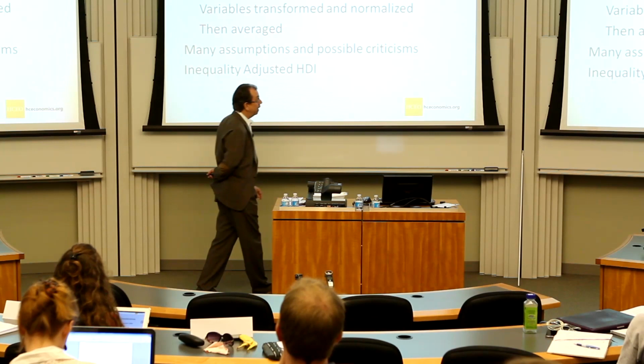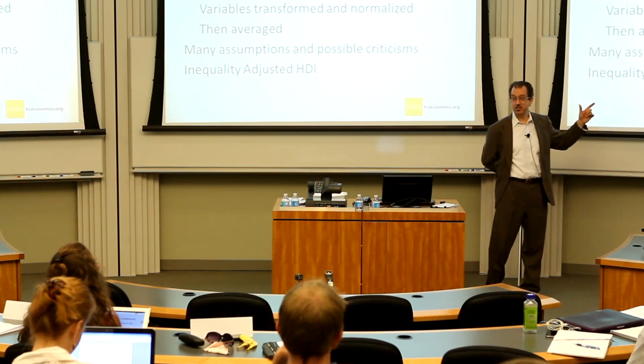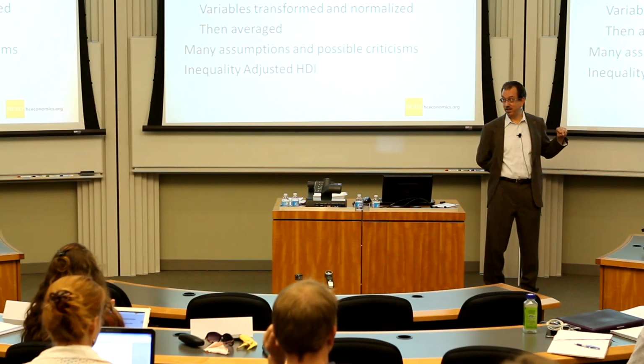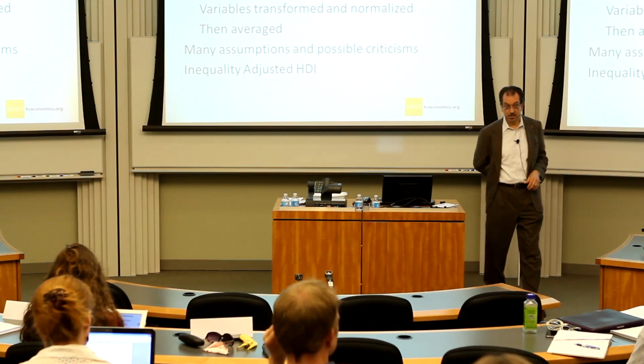So what they do is they transform these variables. They choose the three variables. Why? Well, you have data. They're variables at the country level, so average income, if you will, a kind of indicator of health and education that is combined across the society. It's not a distributionally sensitive one in particular.